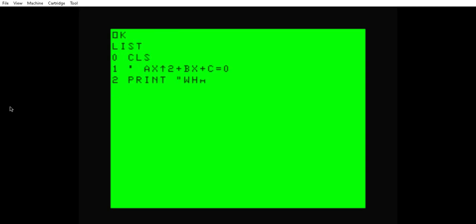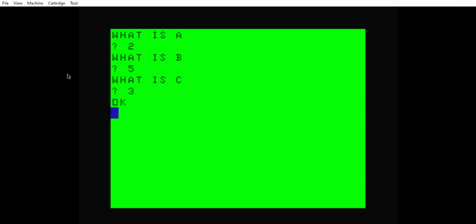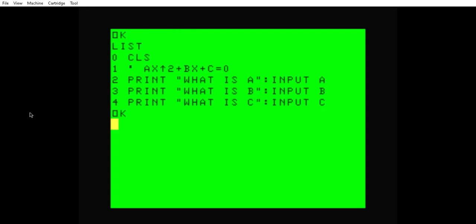Okay, let's run this. So what is A? We're going to say A is 2. What is B? B is 5. What is C? C is 3. So it puts the question mark down here, but you can use line input to fix that, but you have to put your own quotation mark. I'm not going to do that right now. I just want to hurry through this. I only have a few minutes, and I've done this before, but I want to do it again for other people that might not have seen it.